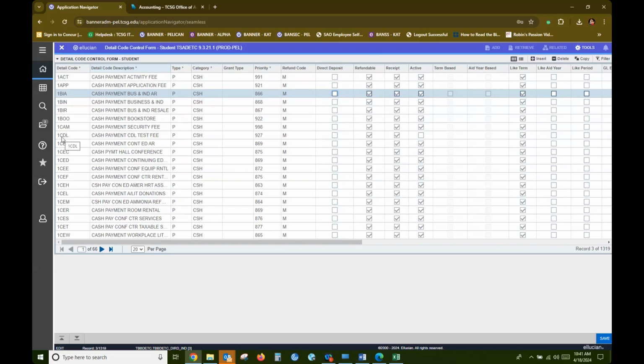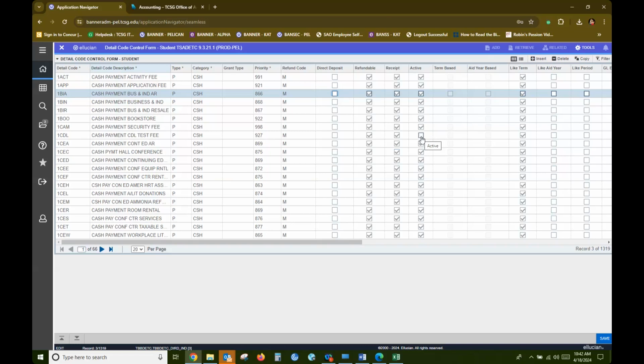So if you look at this one right here, 1CDL, the cash payment for the CDL test fee, is not an active detail code. If it's not active, you can't use it in TASREV. And this is how you stop people from using detail codes. Say, for instance, you entered a detail code and you guys have been using, I don't know, X1FC and X1FP for, let's just say sales tax. We'll use that as an example.